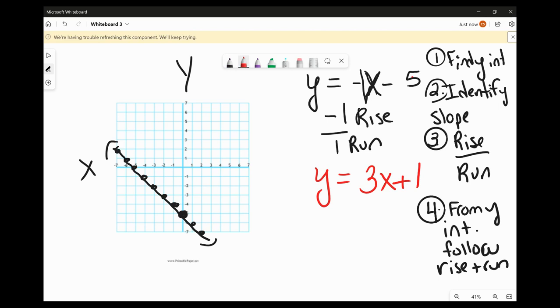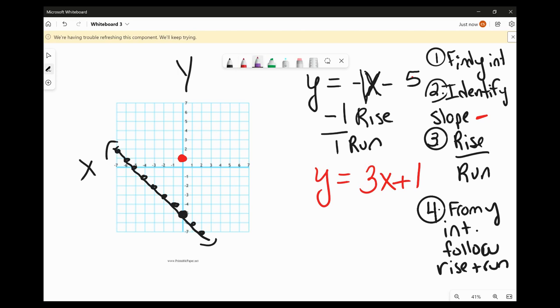The second one, y equals 3x plus 1. We're going to find the y-intercept. The y-intercept, remember, is the number that's not with the x when it's in slope-intercept form. That's +1, and I'm going to plot that on the y-axis. Then I have to come back and identify my slope. The slope is the number that's being multiplied by the x. In this case, it's +3.